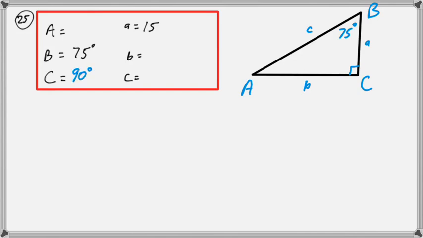When I add those, I get 165. If I subtract that one from 180, leaves me 15 degrees for angle A. So I got all my angles. Angle A is 15 degrees, 75 degrees, and 90. There's only one side I know, and that's a. Side a is 15.